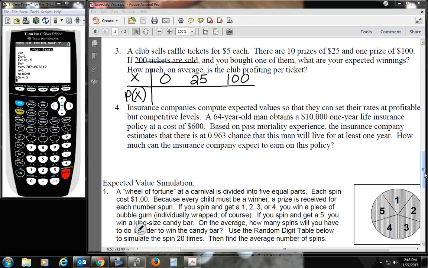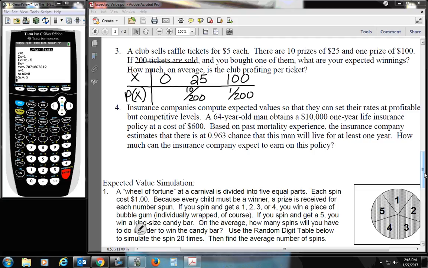So the $100 is probably the easiest one because there's only one prize of $100. You're selling 200 total tickets. So we would say 1 out of 200 people are going to win $100. $25 is also pretty easy because I said there's 10 prizes of $25. So that means 10 out of the 200 people are going to win $25.